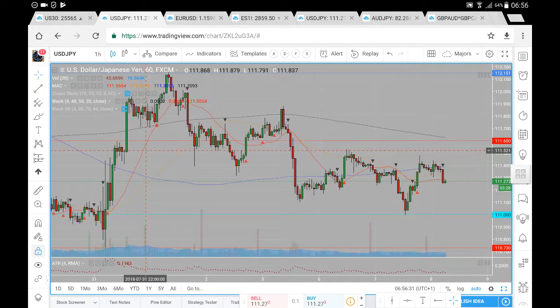So this is US dollar Japanese yen analysis for Wednesday the 8th of August. Now let's just have a look at prices, where prices may likely go. So we saw this breakdown of this 111.60. So prices come down towards 111.0, and price progression here to the upside failed in around at 115.0.